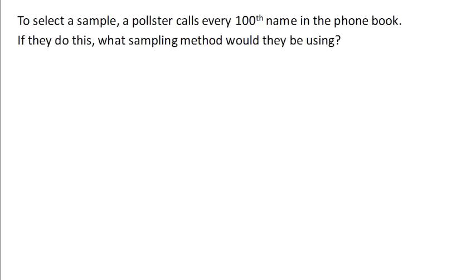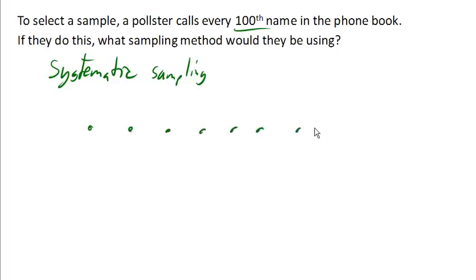So another option. Suppose to select a sample, a pollster selects every 100th name in the phone book. So this is a method called systematic sampling. And the idea is you take a list and you choose every nth value in the list. In this case, we're taking every 100th. So for example, I could say I'm going to take the first one, skip two, take the next one, skip two, take the next one, skip two, take the next one, and there is my sample. This kind of method, taking every third or every 100th item, is called systematic sampling.